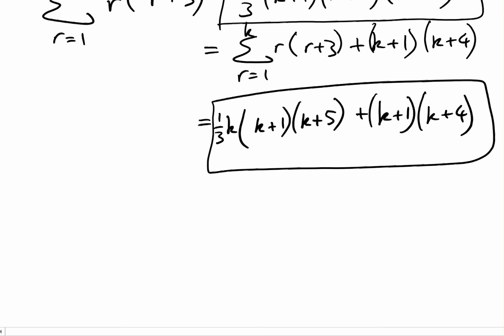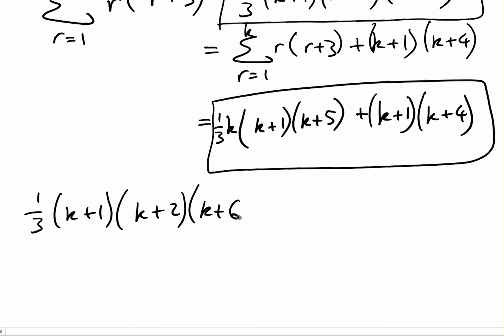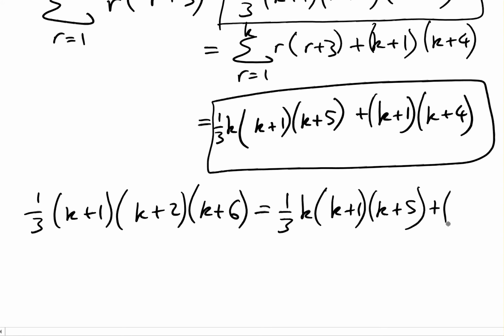Okay, so I need to show that a third times k plus 1, k plus 2, k plus 6 is equal to a third k, k plus 1, k plus 5 plus k plus 1 times k plus 4. Hopefully I've fit that in. I think it might have just gone off the screen there, but I've just copied that down there. I need to show that those two things are equal to each other.